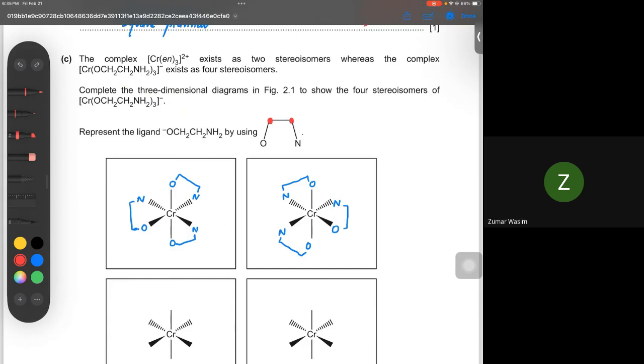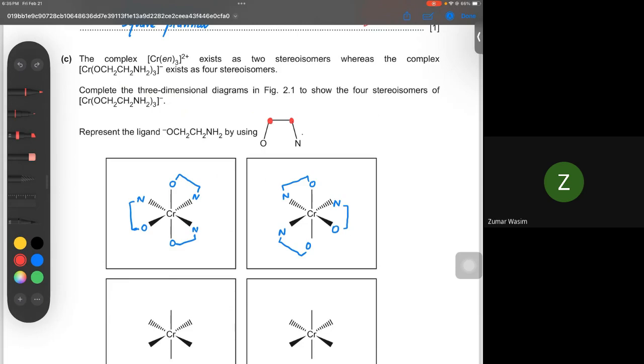They are mirror images of each other, so they are not superimposable on each other. That's the reason I can say they are optical isomers. And if you talk about this isomer, that is en3, the same thing basically, like ethylenediamine, which is a bidentate ligand.